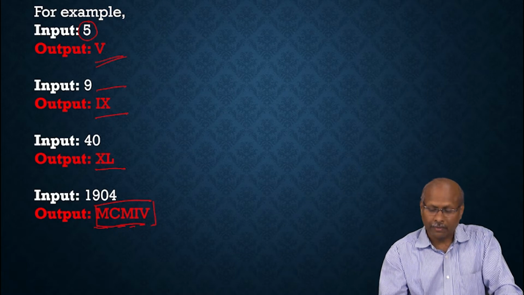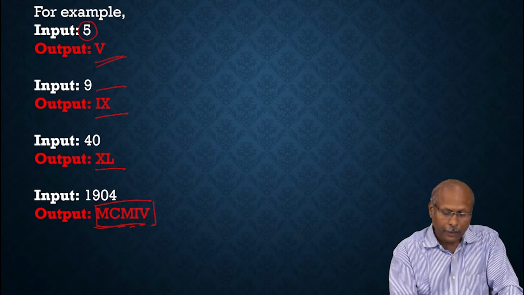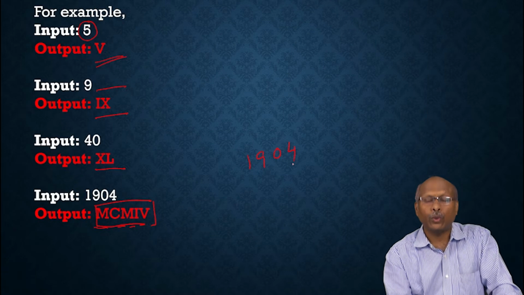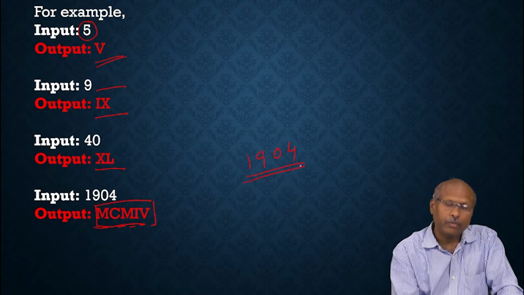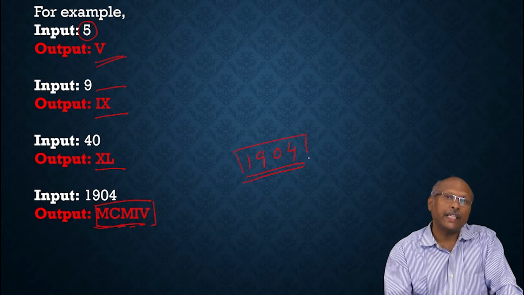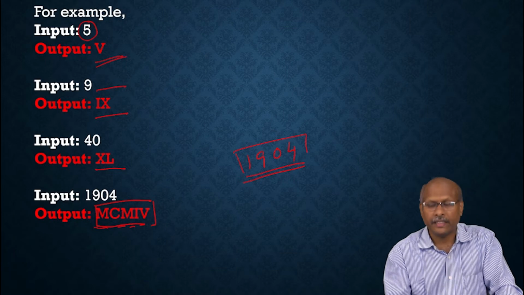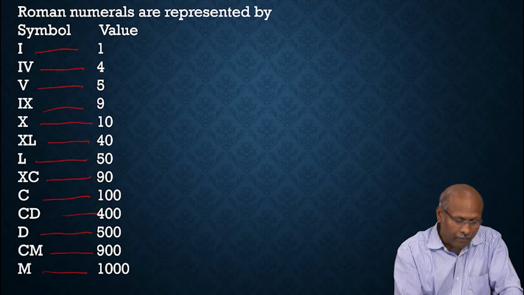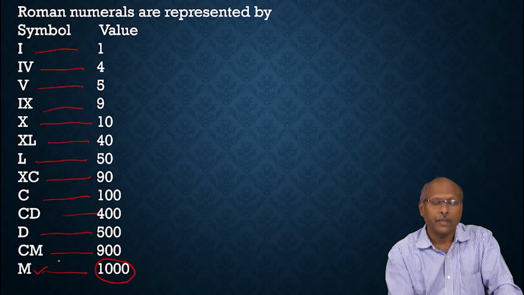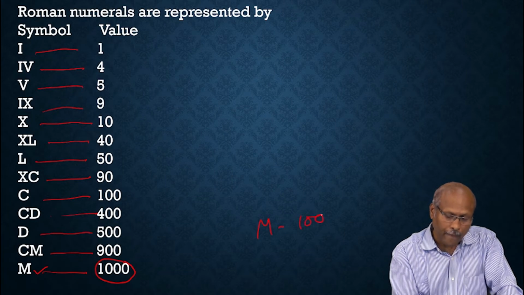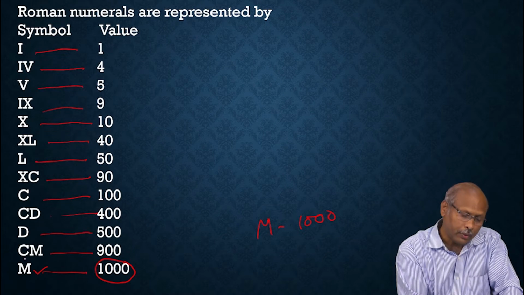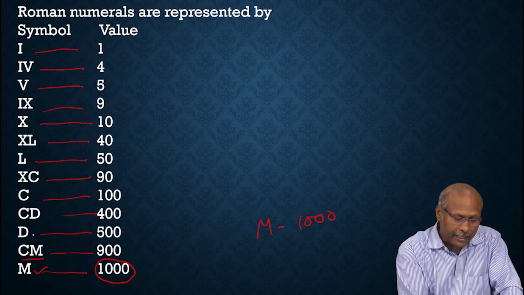So how do we get this? If I give 1904, you have to find out the highest value from the given number. In Roman numbers, the highest value you can represent through a single symbol, as you saw in the previous table, is M, which is 1000. Similarly, the next is 900, which you can represent through CM. D means 500.